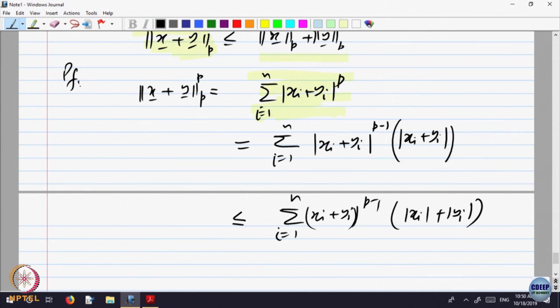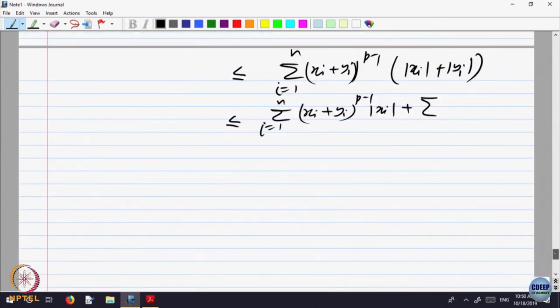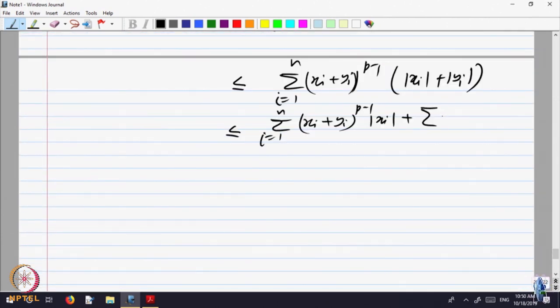Right, using the triangle inequality, that is less than or equal to the summation i equal to 1 to n of |x_i + y_i|^(p-1) into |x_i|, plus the summation of |x_i + y_i|^(p-1) into |y_i|. Now I have got two terms, at least I am nearing the target.